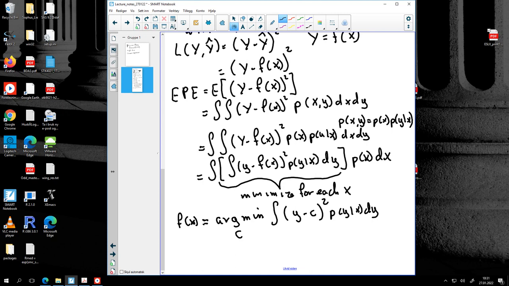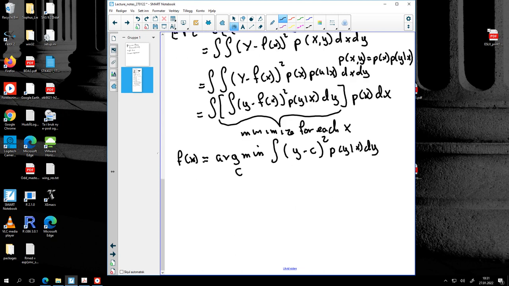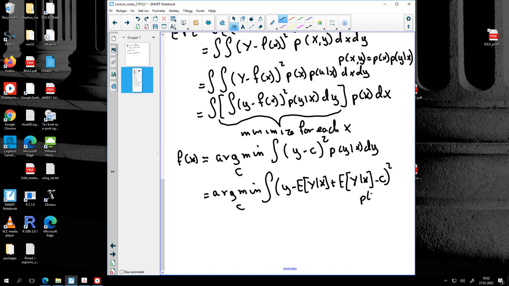Okay, but then how can we actually do this? Well, then we use a trick that we have used already, in that we can extract the expectation of y given x and add the expectation of y given x minus c, squared, p of y given x dx.